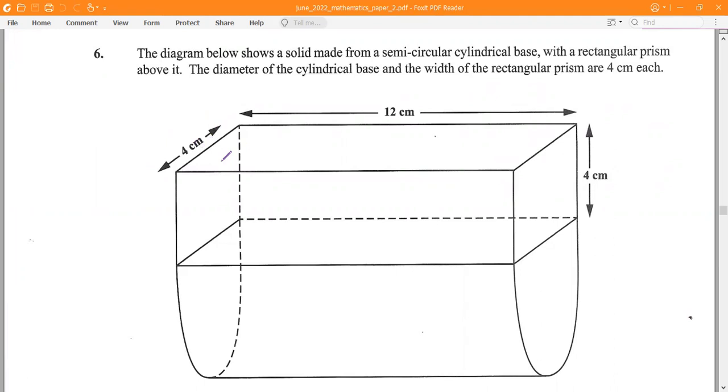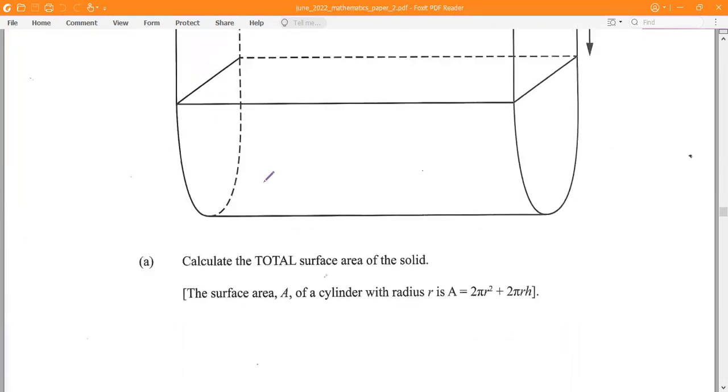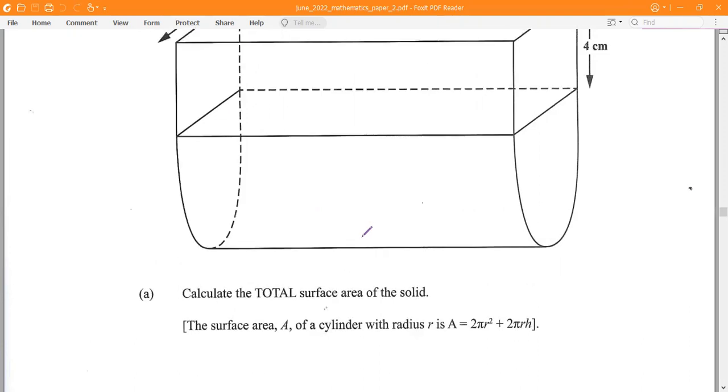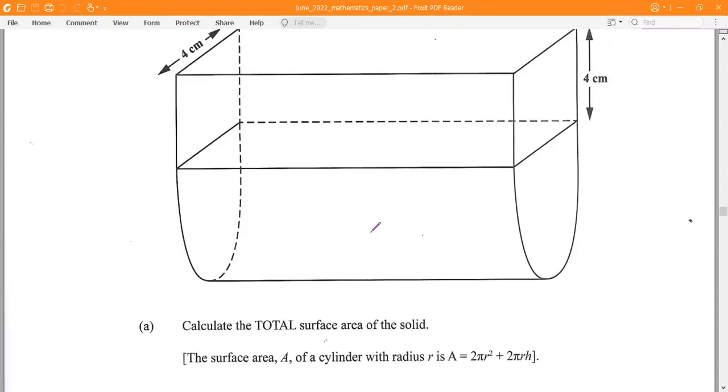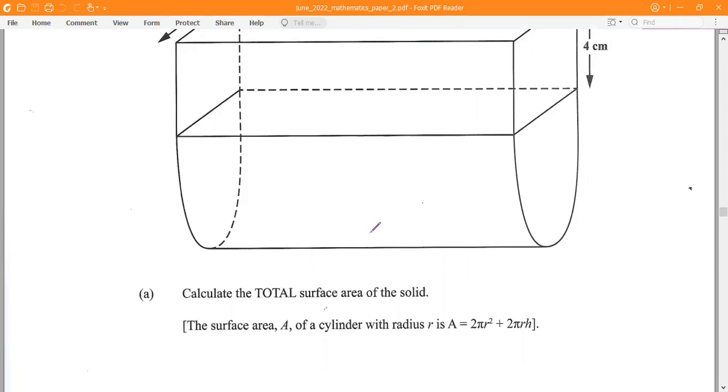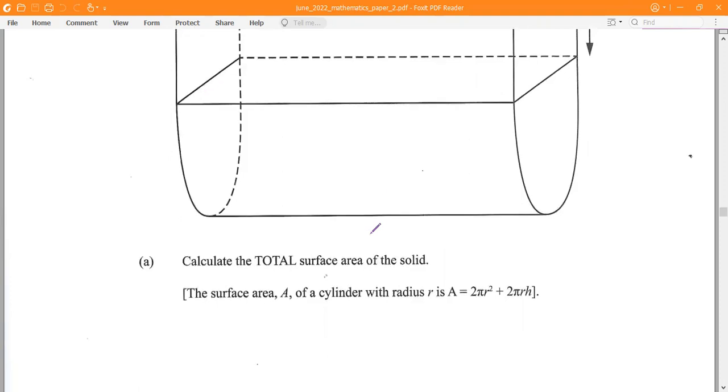The diameter of the cylindrical base and the width of the rectangular prism are 4 centimeters each. They want us to calculate the total surface area of the solid, and they give us some assistance in the form of a formula for the surface area of a whole cylinder. Remember, we are dealing with half of a cylinder, not a whole cylinder. So let's find the surface area of the cylinder.